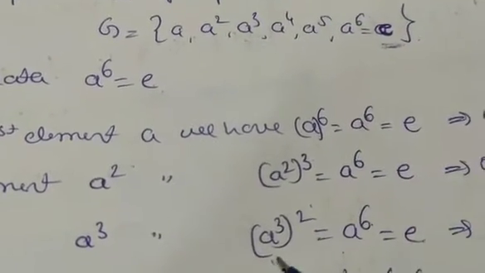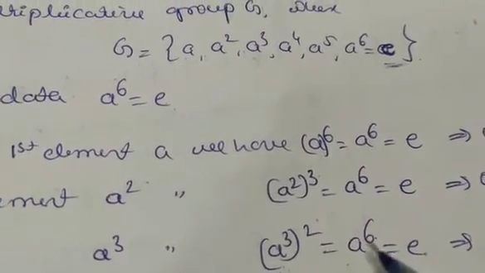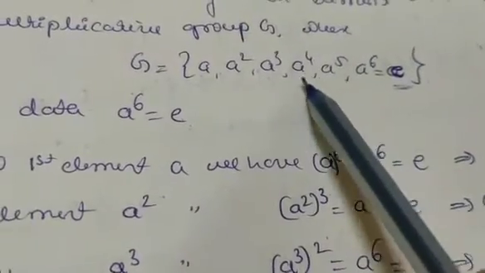So we have to raise the power of this a cube so that we should get a square. So a cube whole square is a raised to 6. This implies here the order of a cube is 2. Next is a raised to 4.